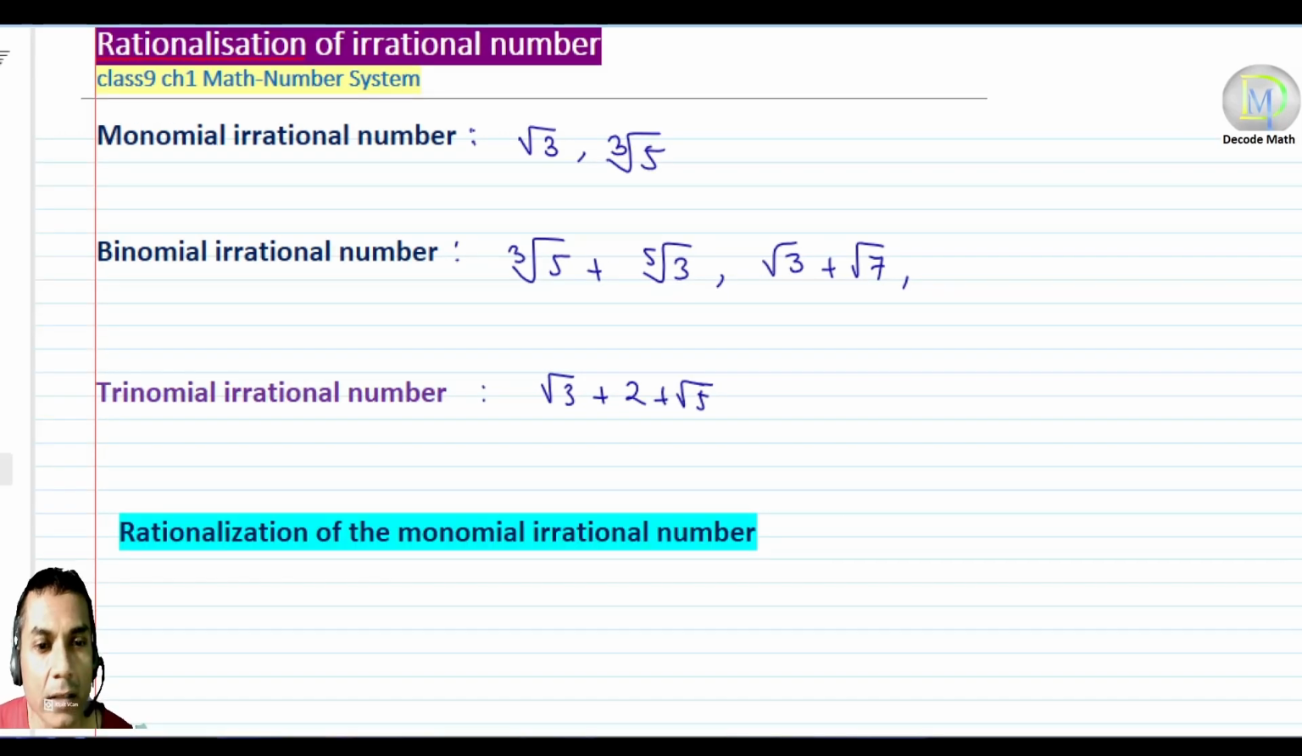Next we learn the rationalization of the monomial irrational number. Let's take one general example, the nth root of a. We can write it as a to the power 1 by n. So this is the irrational number.